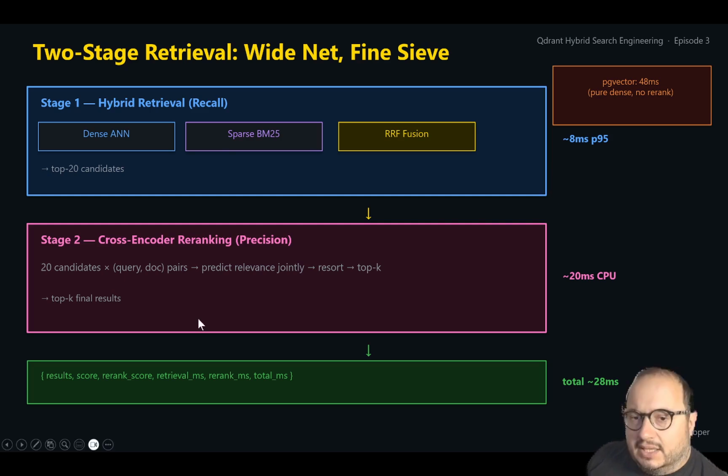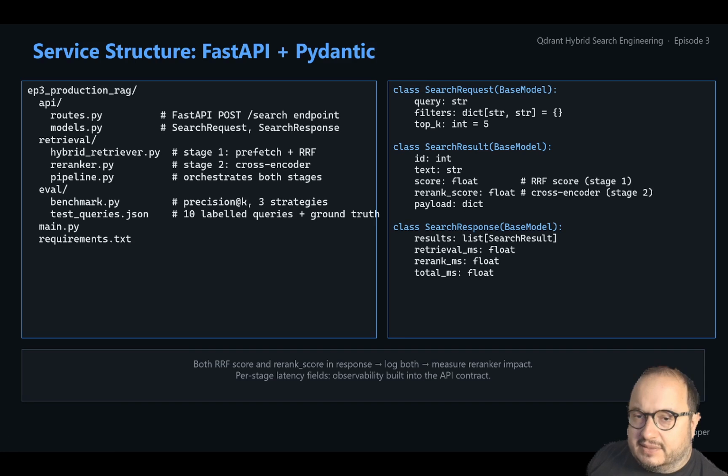Let us build it. Let us start with the FastAPI service architecture. Here is the service layout. The API has one endpoint, POST /search. The request body takes a query string, optional filters, and top-k. The response returns results with both retrieval score and rerank score. I want both visible in the response so I can observe where the reranker changed the ranking.